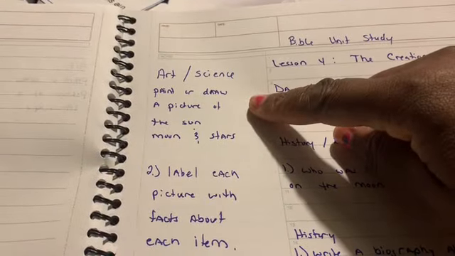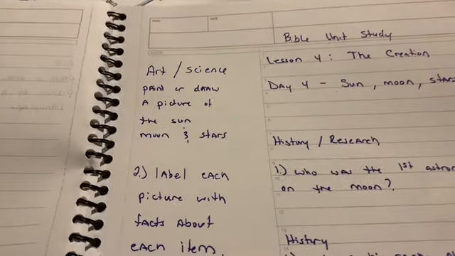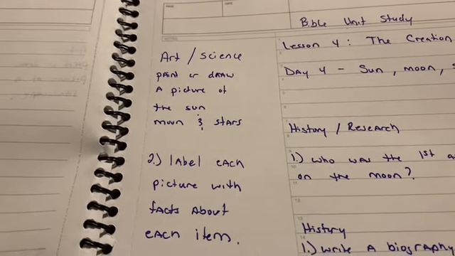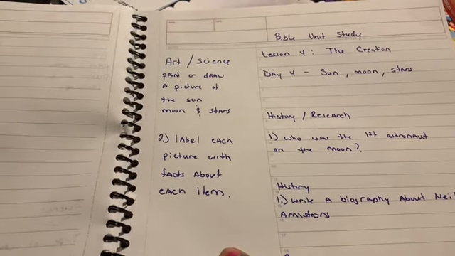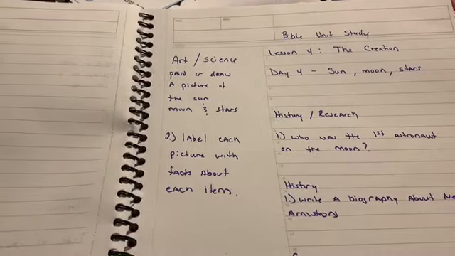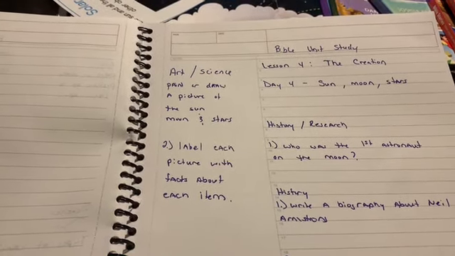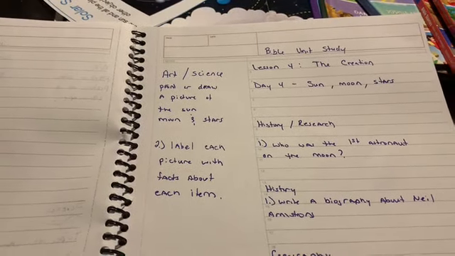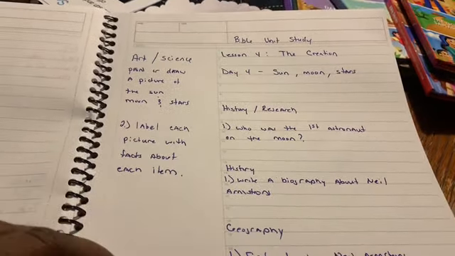And then for art and science, I'm sorry for my handwriting. I'm going to have the kids paint or draw a picture of the sun, the moon, and the stars. And then the science part comes in. We're going to learn about the sun, moon, and stars. And then they're going to label or write facts about each picture. So I guess they'll do 3 separate pictures: the sun on one, the moon on one, and the stars on another. And then I'll have them write 3, 4, or 5 facts about each on the artwork.